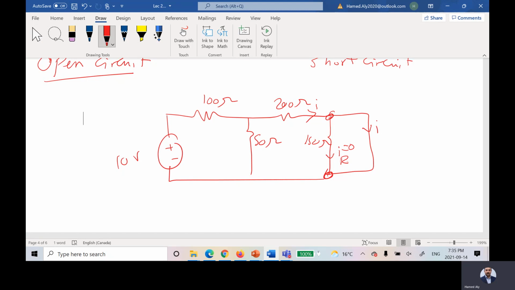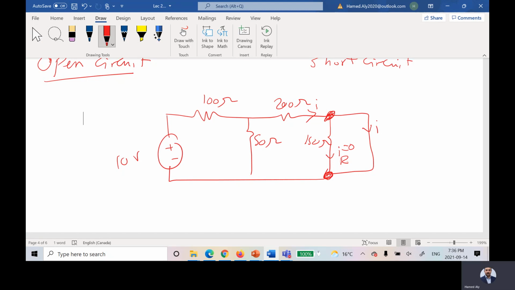What about the voltage between these 2 points? It is equal to 0, or it's equal to a value? 0. It's equal to 0. So, if you are talking about short circuits, the voltage across the short circuit is equal to 0. But the current is equal to a specific value.